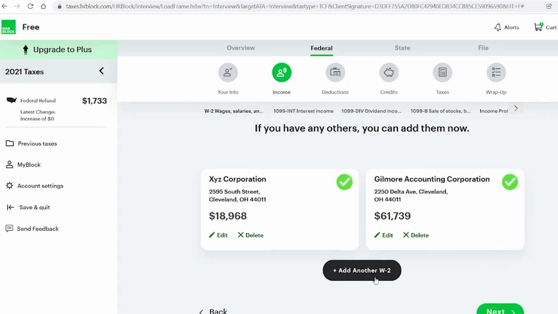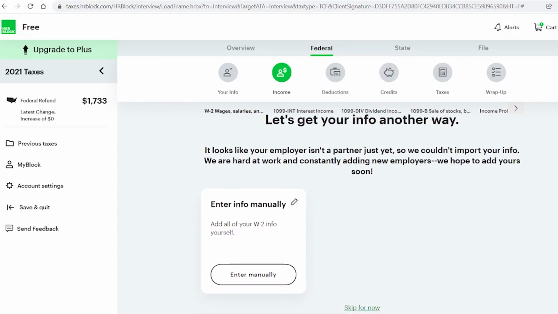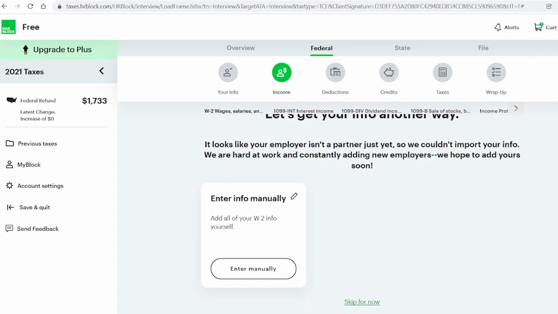For adding W-2s on H&R Block, you have essentially two options. You can do it directly with your employer if they are a partner of H&R Block, but most of us are not going to have one of those employers, or you can enter things manually. Interestingly, on their website, they advertise that you can snap a picture and upload your W-2 that way, but I was not able to find a way to do that through the website.